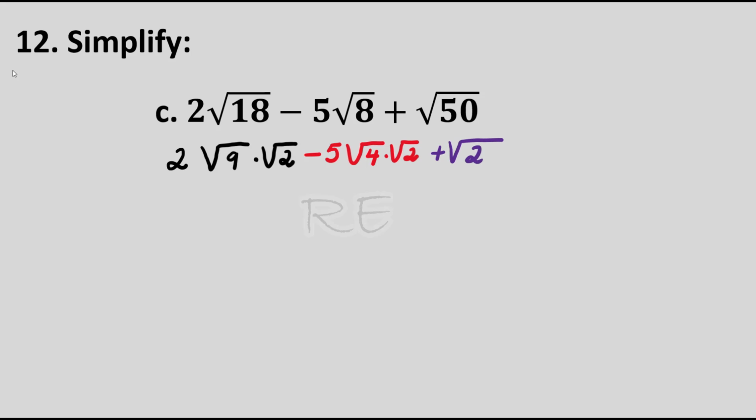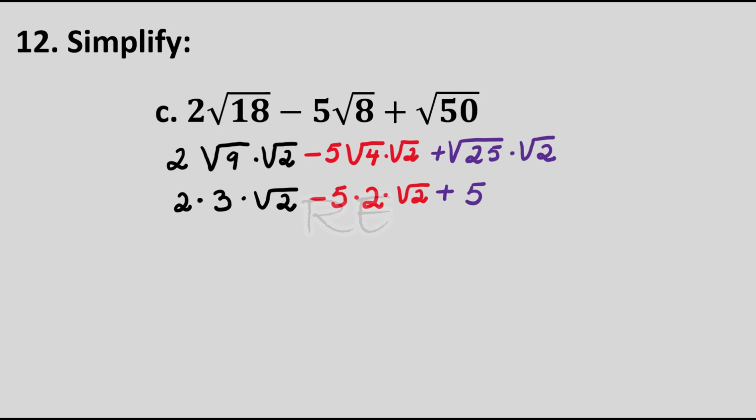And square root of 50. 50 is 25 times 2. So it's square root of 25 times square root of 2. Square root of 9 is 3, so 2 times 3 times square root of 2. Square root of 4 is 2, so 5 times 2 times square root of 2. Square root of 25 is 5, so it's 5 times square root of 2.